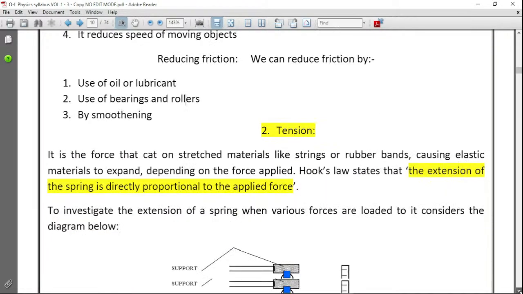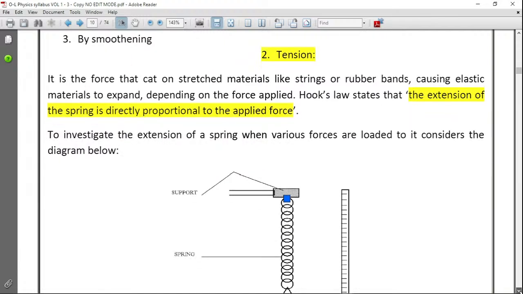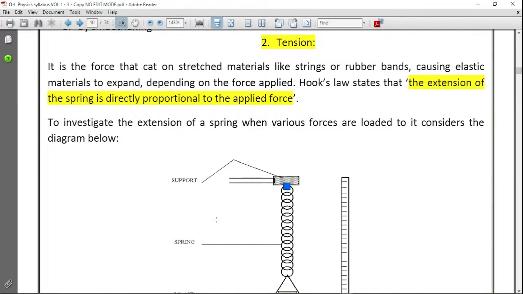The next contact force is tension, which I mentioned. Tension is that force that acts on stretched materials like strings or rubber bands, causing elastic materials to expand or contract depending on the force applied.